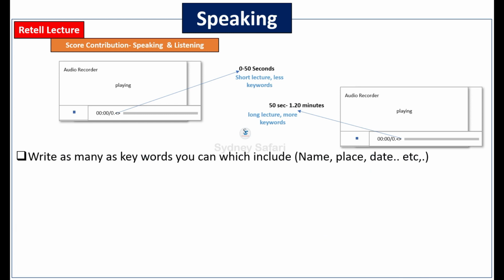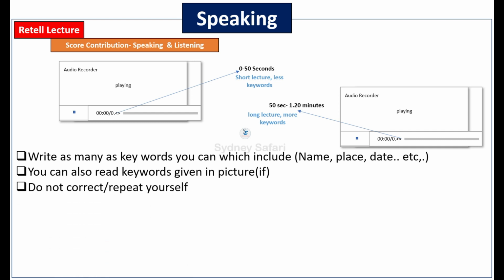And similarly, if the audio recording goes to 1.15 minutes, then it means you have enough time to write the keywords and repeat them. And for this also you can use one template. Write as many keywords as you can, which include name, place, date, etc. It means do not write is, am, are, or was, were, or something. Write proper nouns, pronouns, or any place and so on.